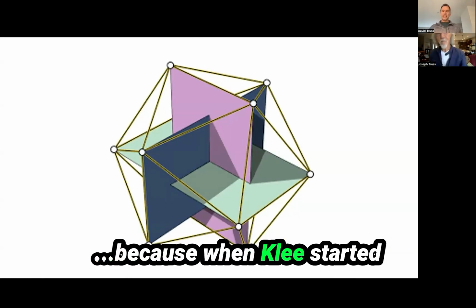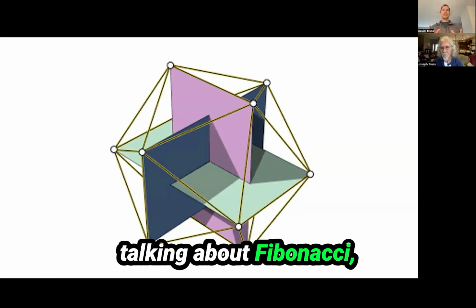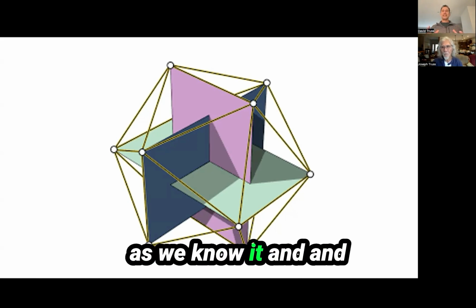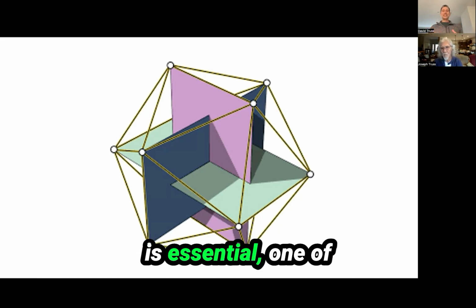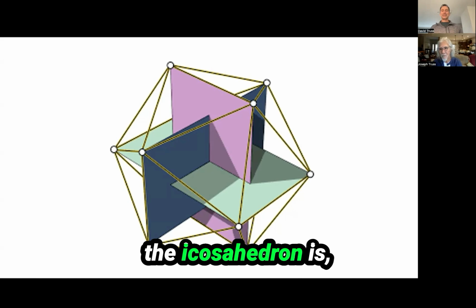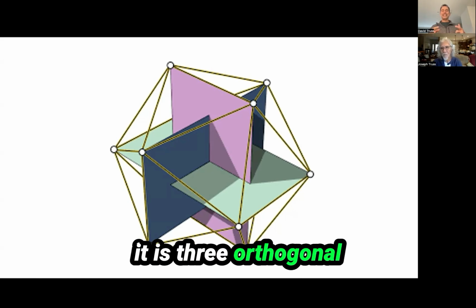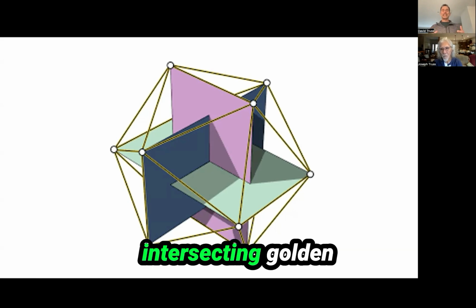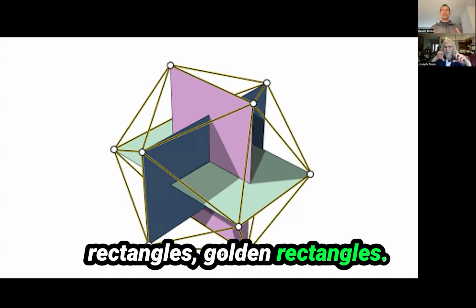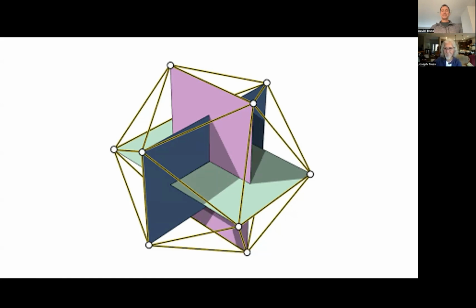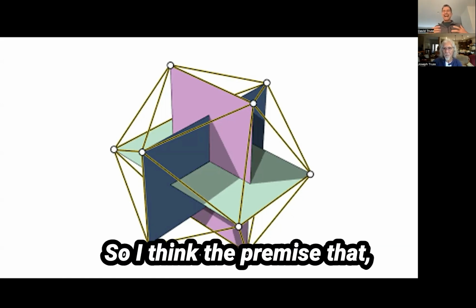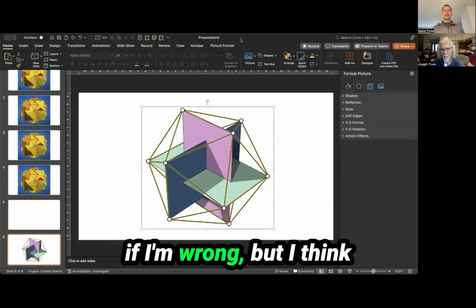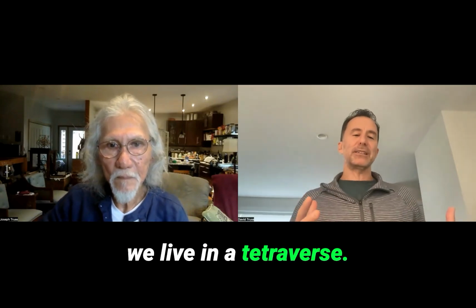I just want to end with this very quickly because I think it's lovely. When Klee started talking about Fibonacci, which is essential for life as we know it, one of the key things about the icosahedron is that it is 3 orthogonal intersecting golden rectangles. So the Fibonacci sequence is here as well. And you can correct me if I'm wrong, but I think the premise is that we live in a tetraverse.